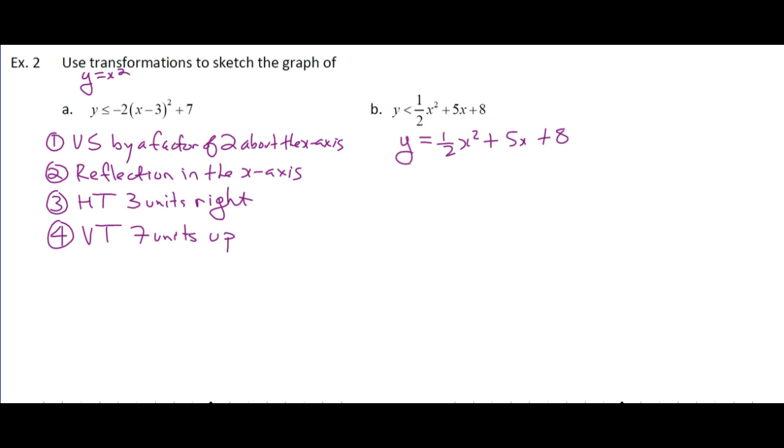It opens up, and is it narrower or wider? Yeah, so it's wider than y equals x squared, right? It's vertically stretched by a factor of 1/2, which can help us in plotting. So when we move 4 over, we should be 16, we're only going to be 8, right? Half of.